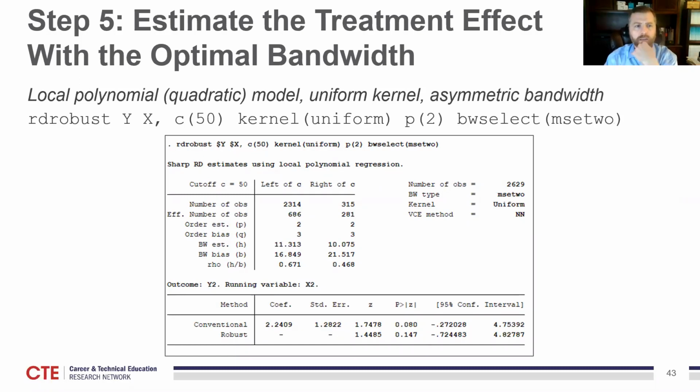So this is the last example here of actually estimating the treatment effect. Here we've done the same thing, except in this case, we're allowing for there to be different size bandwidths on either side of the cutoff. So the MSD2 bandwidth selection method allows you to select separately the optimal bandwidth on the left and the optimal bandwidth on the right, and they don't necessarily have to be the same. You can see now the estimate changed again to 2.24.